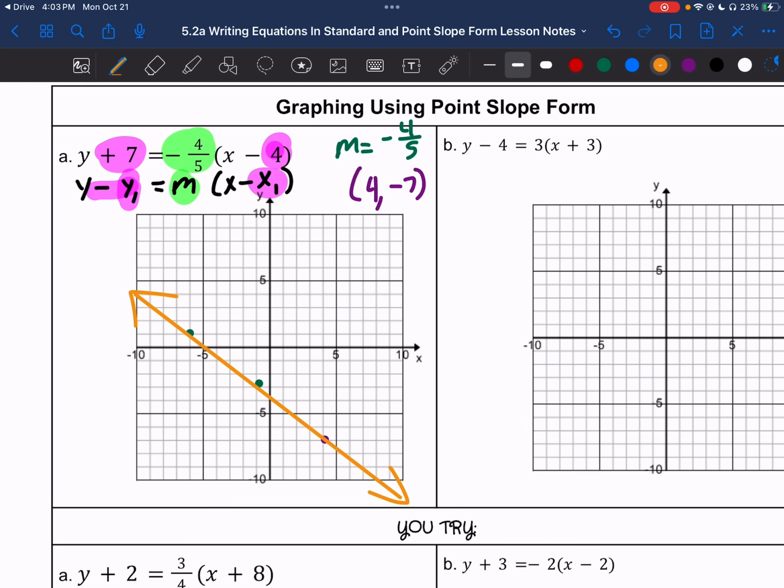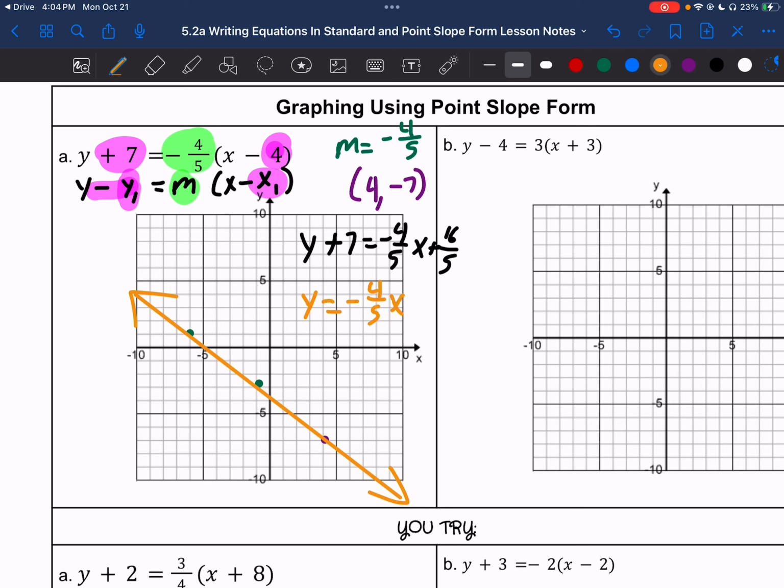Now, can I go through the work and solve this for slope-intercept form? Absolutely, I can. But you're going to get a y-intercept that is not a clean point. And that's the reason why point-slope is helpful. So we would have y plus 7 equals -4/5 x, plus 16/5. So you can see that's not going to be a really solid point for us to try to graph with.